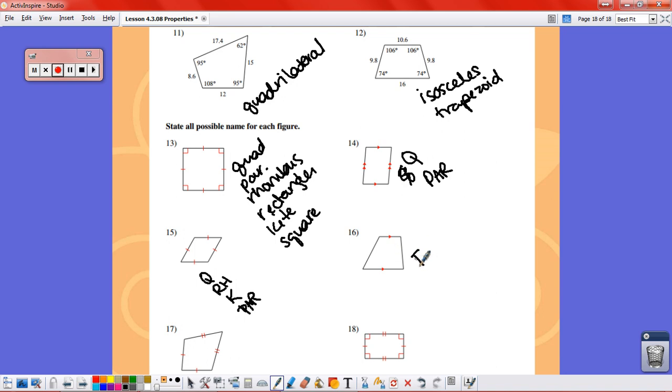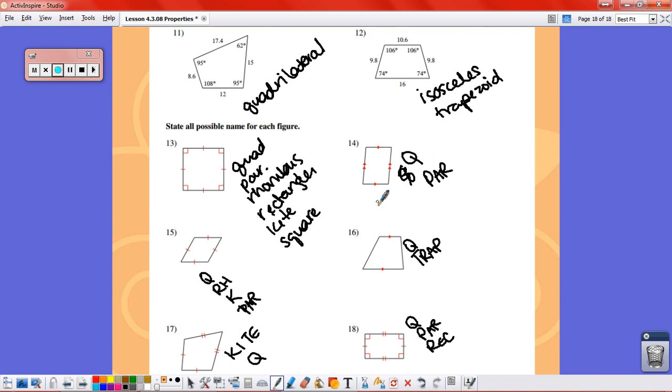This is a trapezoid and a quadrilateral. Trap. This is a kite, and because it's a kite, it is also a quadrilateral. This is a quadrilateral, a parallelogram, a rectangle. And that's all I know about that one. And that's all the practice.